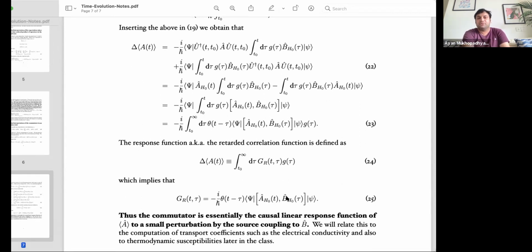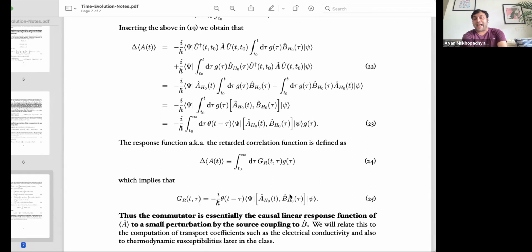So what is the meaning of the commutator is that you first perturb the system with respect to a source that couples to this B operator, and you see the response in the measurement of A. And that is the physical meaning of the commutator. And you can measure the commutator, okay? And remember, in both cases, you are in the Heisenberg picture with respect to the old Hamiltonian. So this is a very important thing.